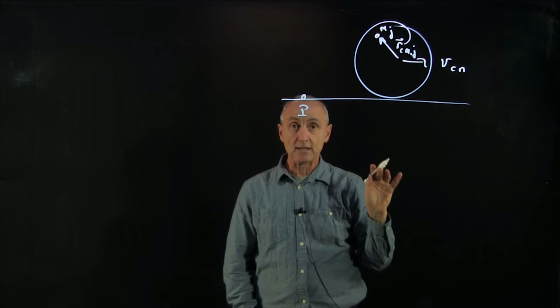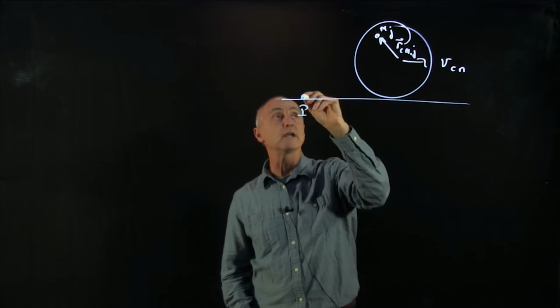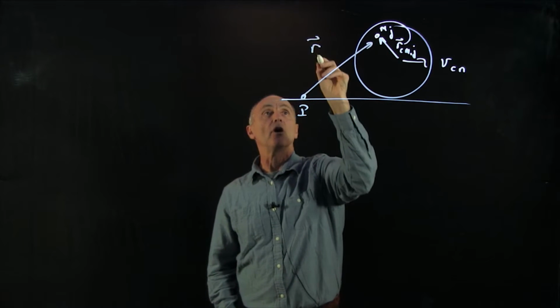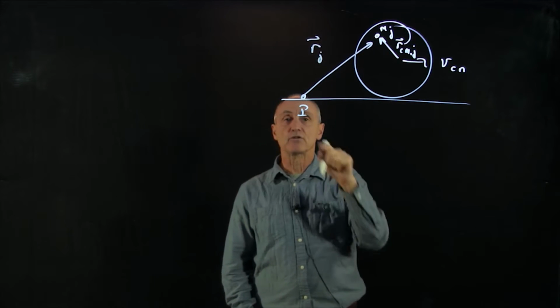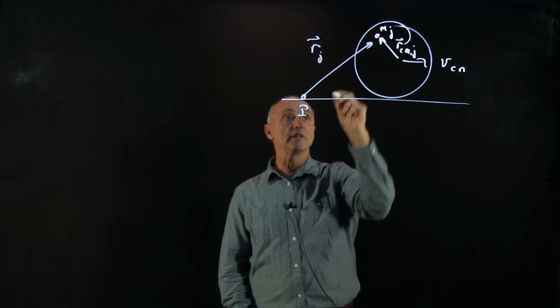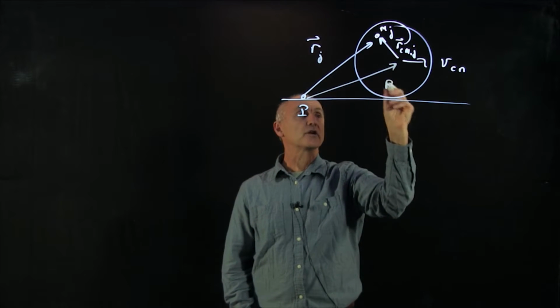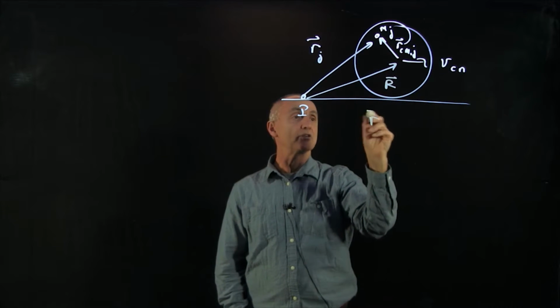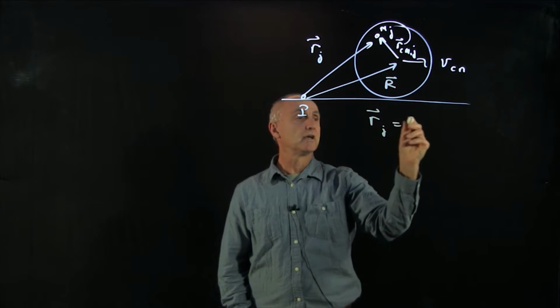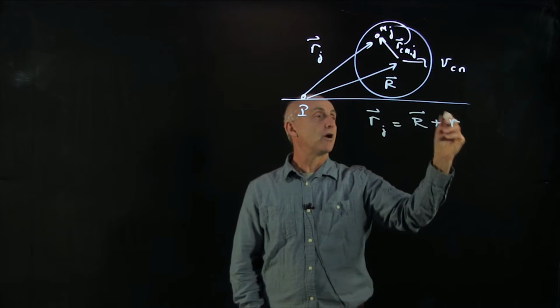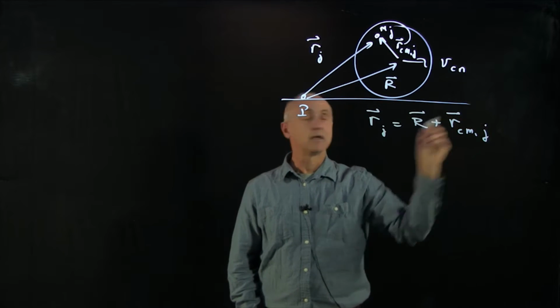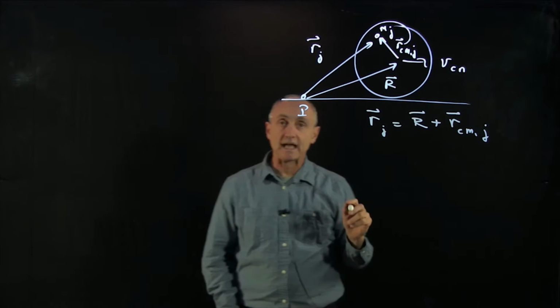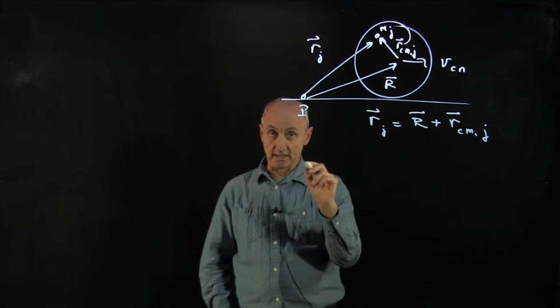And we're going to do the same type of decomposition that we've been doing right along. Let's draw the vector rj. This is the vector from the point P to the object. Here's the vector capital R, and there's the vector rcmj. And our same vector addition, r plus rcmj. Now let's calculate the angular momentum about the point P.